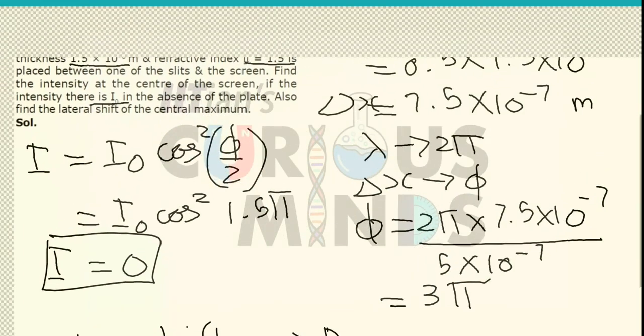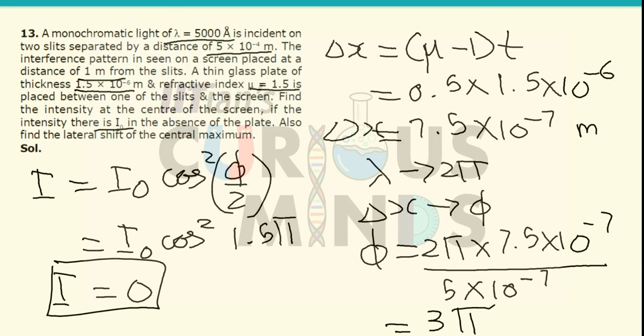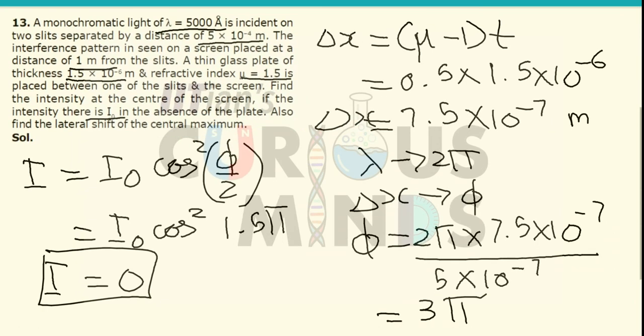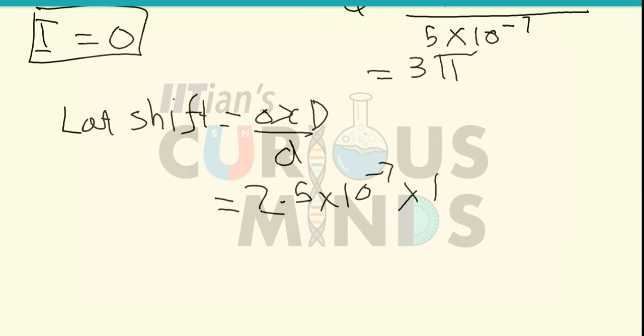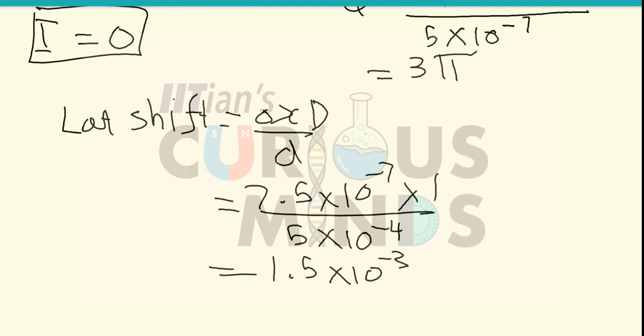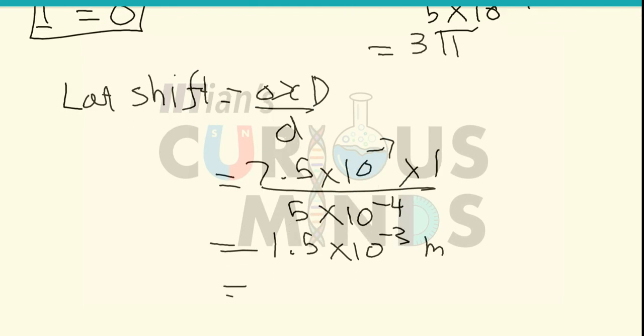The capital D is the distance between the source and the screen, which is given as 1 meter, and the small d is given as 5 × 10^-4. So it will be 7.5 × 10^-7 into 1 divided by 5 × 10^-4. When I divide this value, the lateral shift will be equal to 1.5 × 10^-3, so the lateral shift will be 1.5 millimeter. This will be the lateral shift of the fringes.